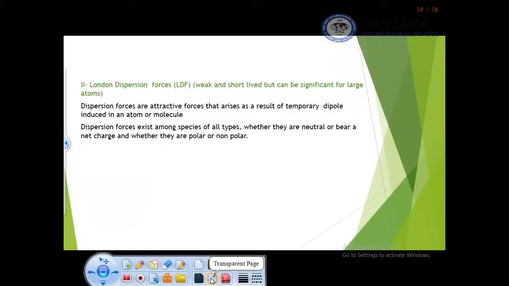Let's continue lesson 10.1 with the second one, London dispersion forces, represented by LDF. It's weak and short-lived, but can be significant for large atoms. Dispersion forces are attractive forces that arise as a result of a temporary dipole in an atom or molecule.